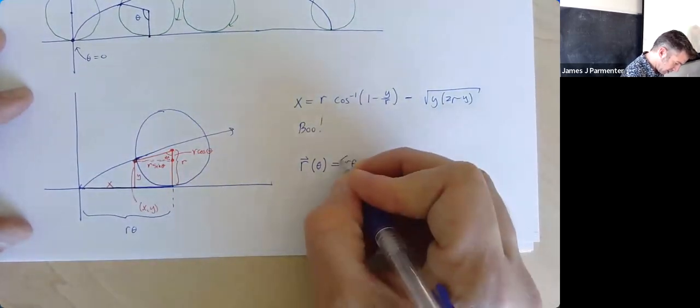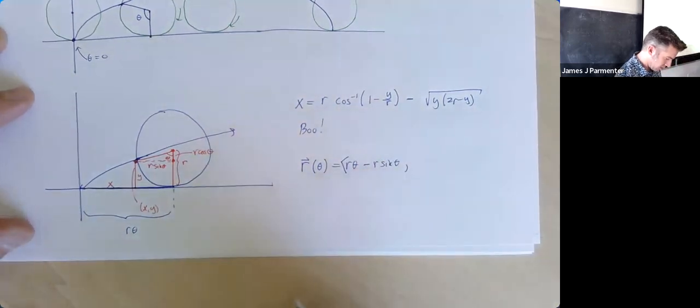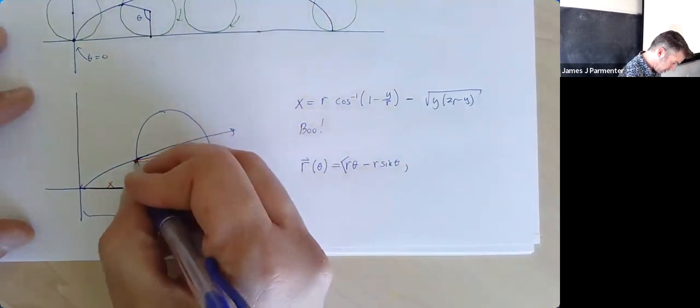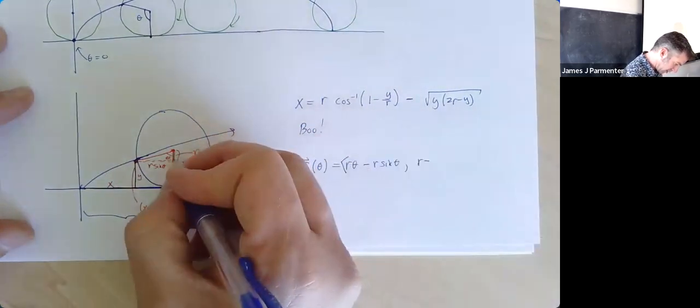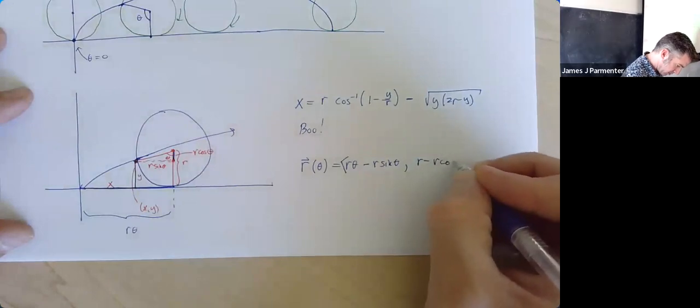That's the x coordinate. And then the y coordinate, well, we are this high. So we're the total height r minus this little part here, which is r cosine theta.